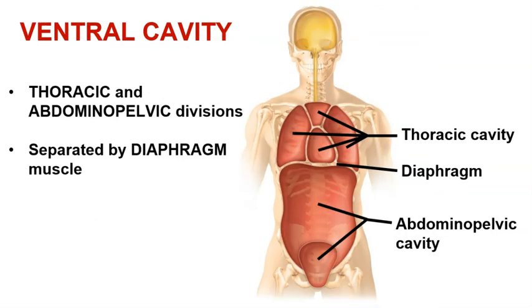The ventral cavity is a little more complex because it has many more subdivisions than the dorsal cavity. The ventral cavity is subdivided into the thoracic and abdominal pelvic regions. These two regions are physically separated from one another by a structure called the diaphragm muscle. This is a dome-shaped skeletal muscle that functions in helping us draw air into our lungs during breathing. The thoracic cavity is further subdivided into different regions, which we will examine now.